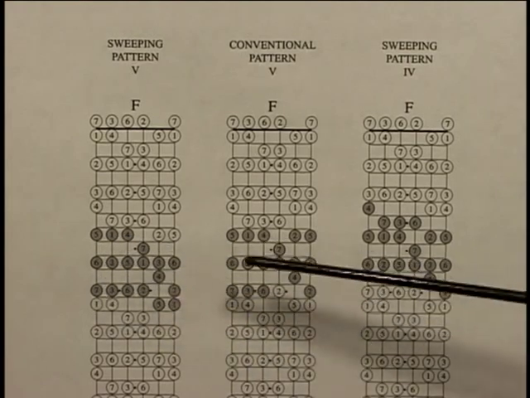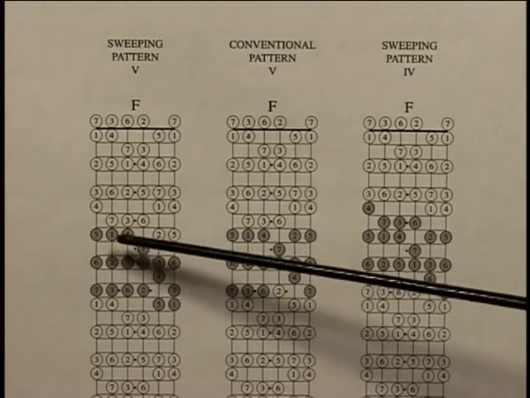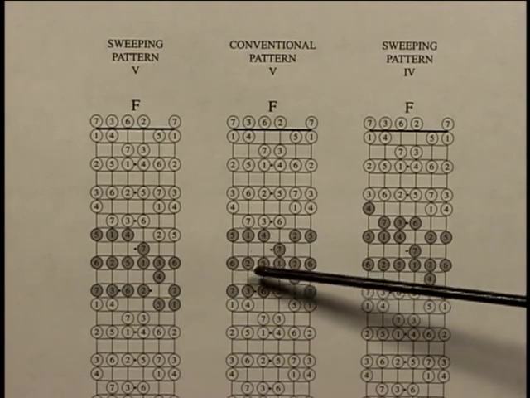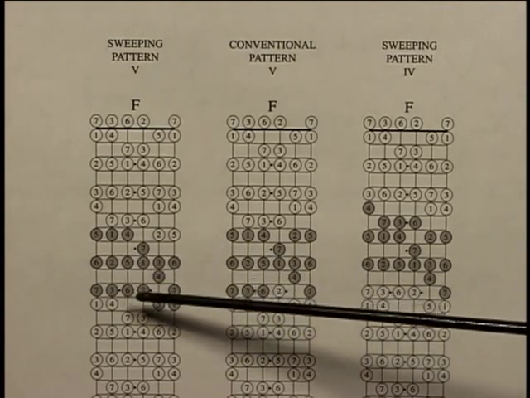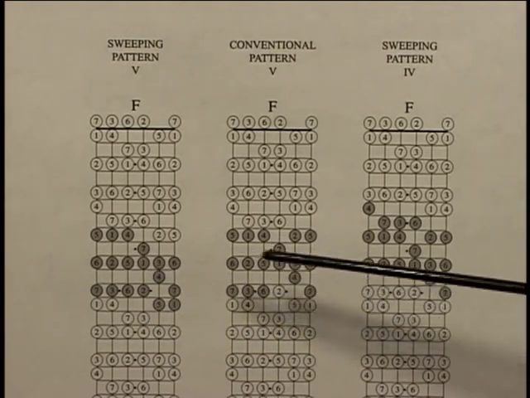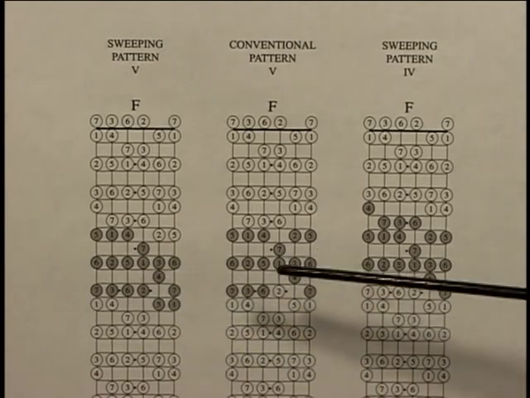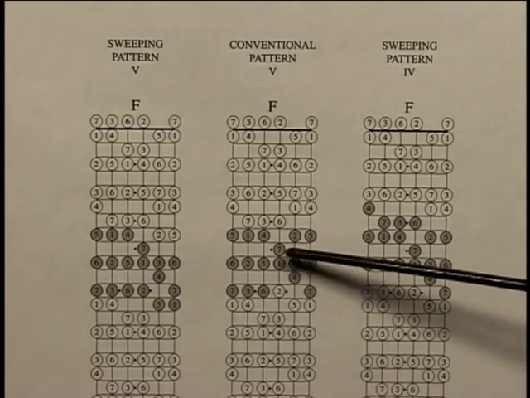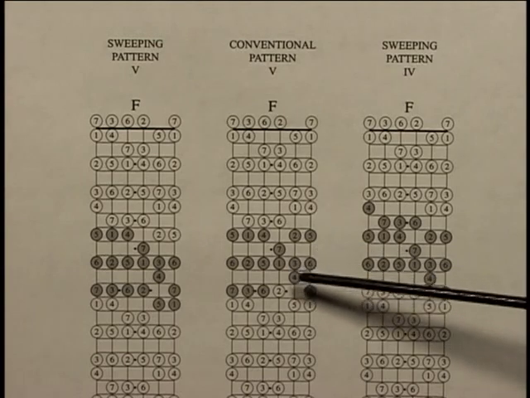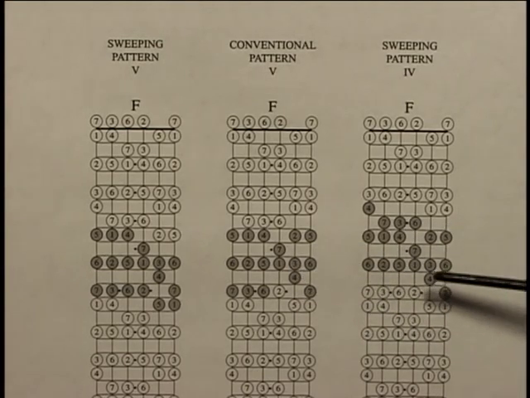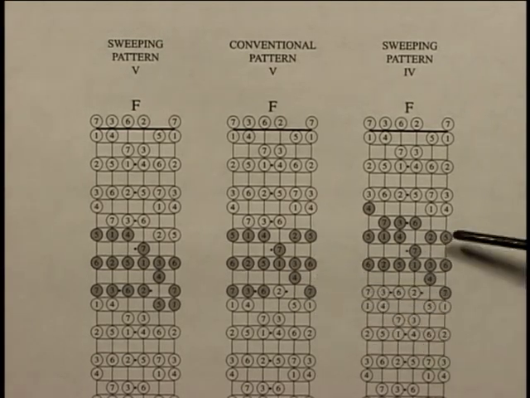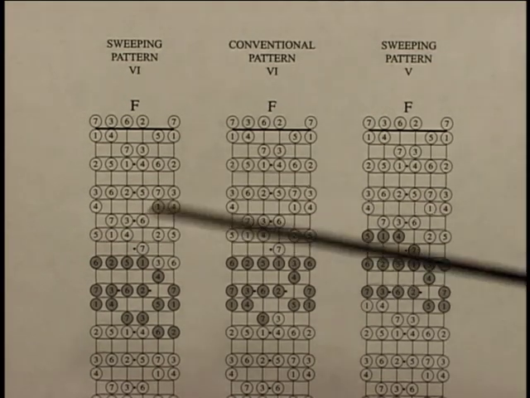5, 6, 7, 1, 2, 3, 4, 5, 6, 7, 1, 2, and here's the change on the 3rd string again, 7, 1, 2, 3, 4, 5, 6, 7. Let's look at pattern 6.